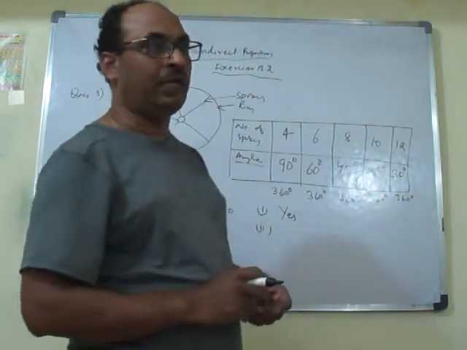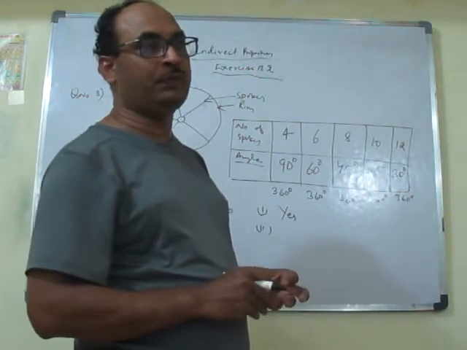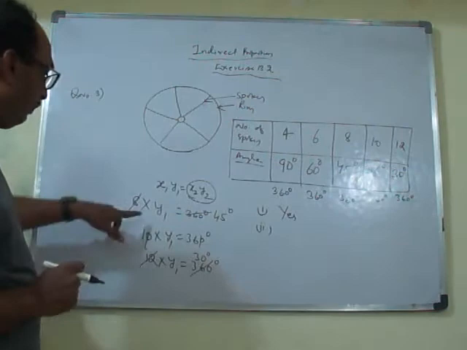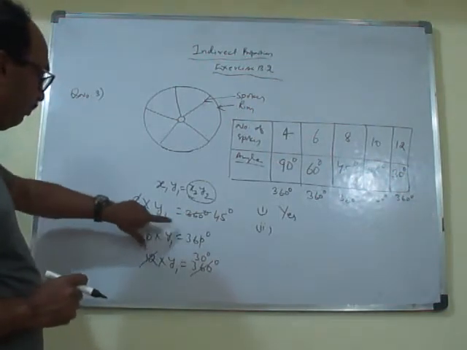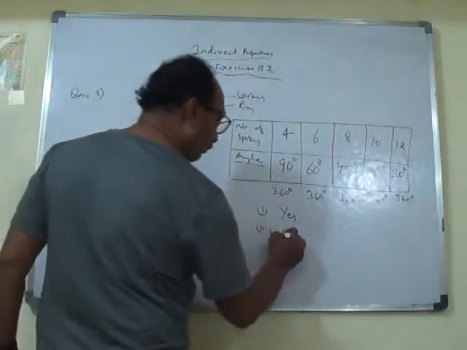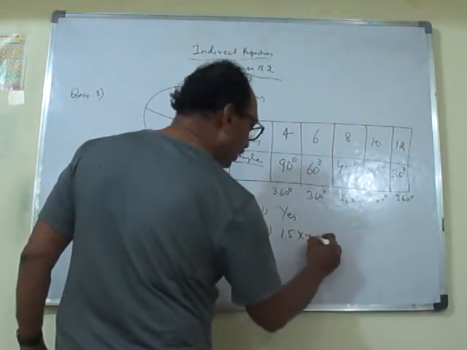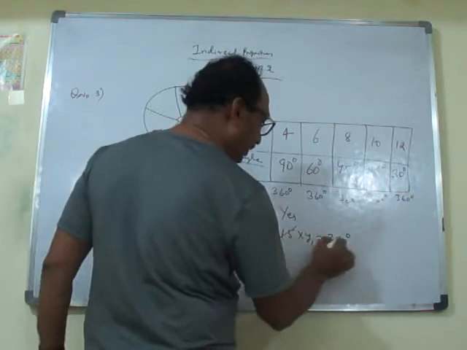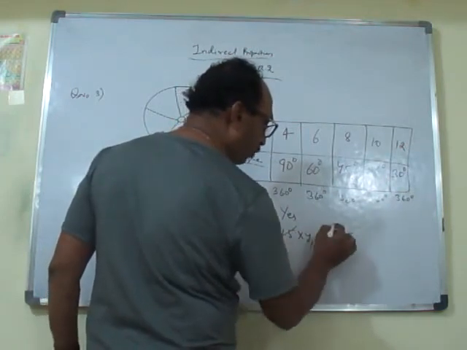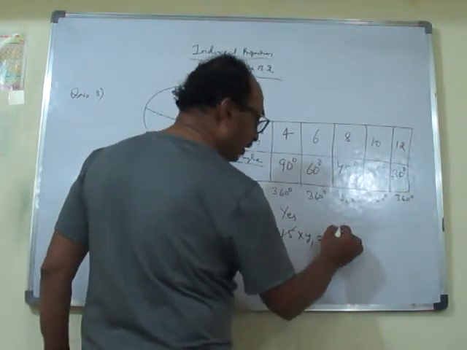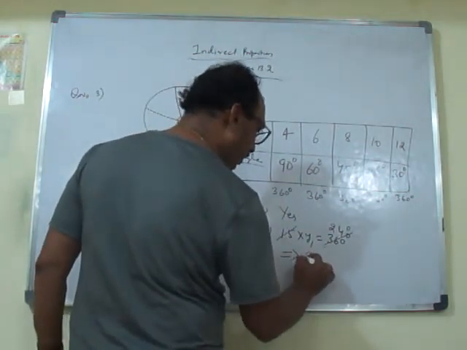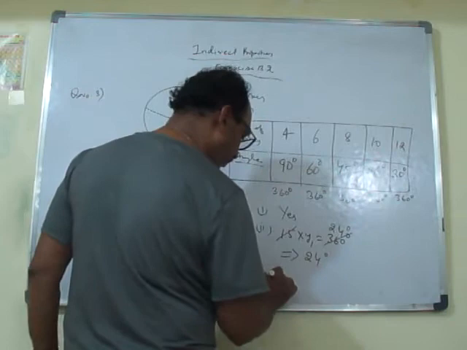Second is what? Calculate the angle between a pair of consecutive spokes on a wheel with 15 spokes. So we are given 15 spokes. So the same procedure will be followed. So 15 into y1 will be equal to 360 degree. Now if we cancel with 15, 15 2s are 30, then 60, 15 4s. So it will be 24 degree. So our answer will be 24 degree.